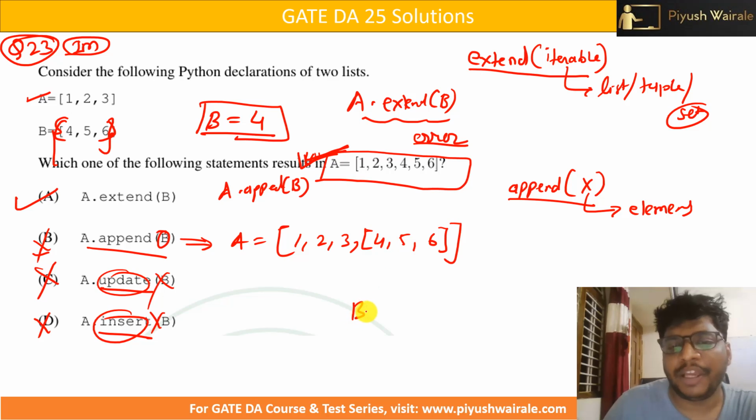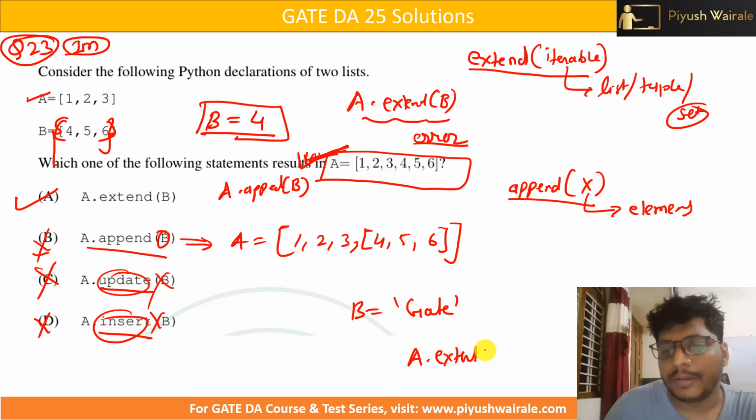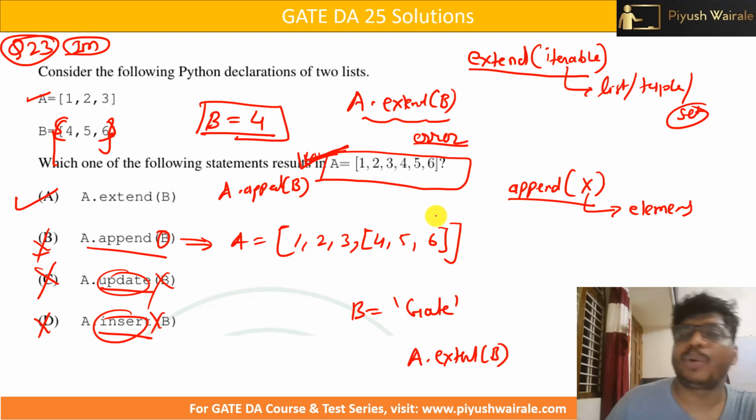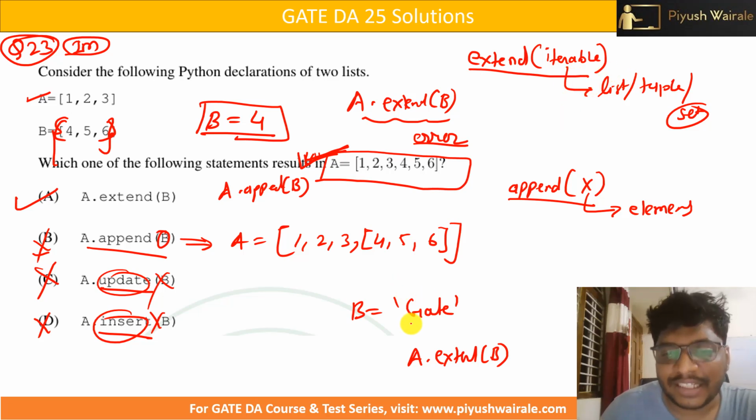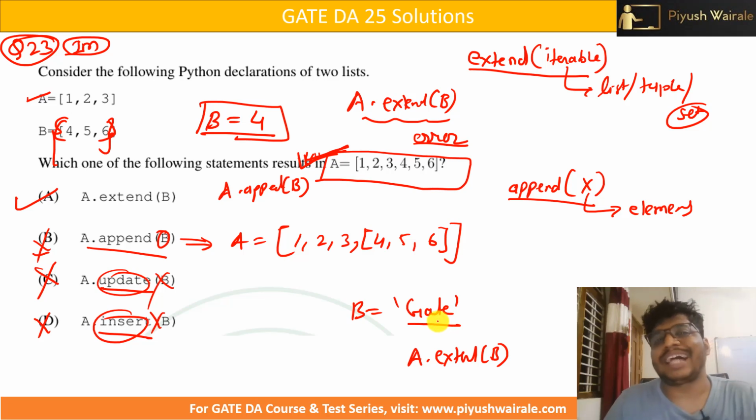Also, what if B equals, for example, a string like "get"? Here we have a string data type, whereas the earlier one was an integer. Now tell me what will happen if I say A dot extend B. Will it throw an error, or what will be the output? If you observe what I said about iterable, a string can be considered like a list. We can iterate over a string by index value, so this is position 0, 1, 2, 3. It means what?